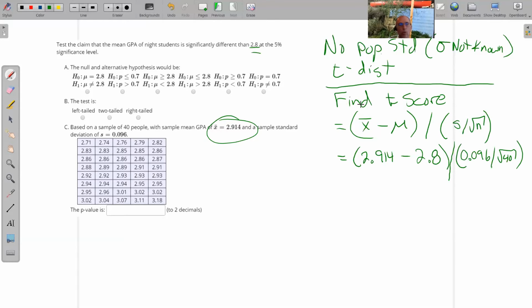Okay, so other things. I need to identify hypotheses, so let's think about this for a minute. Test the claim that the mean GPA of night students is significantly different. Okay, so different means not the same, not equal. So this sentence up here, translated into English, says mean, mu, significantly different, not equal, 2.8. Now, since this has a not equal in it, this must be the alternative hypothesis.